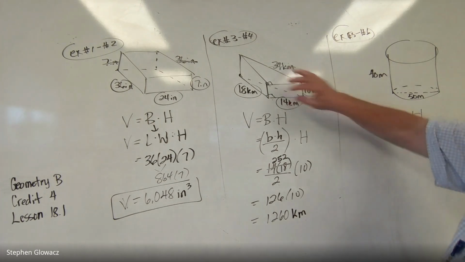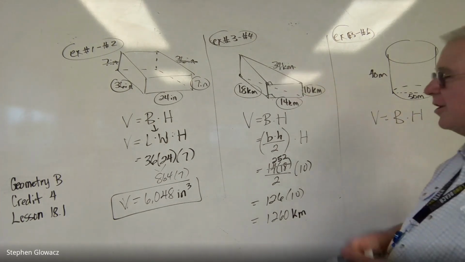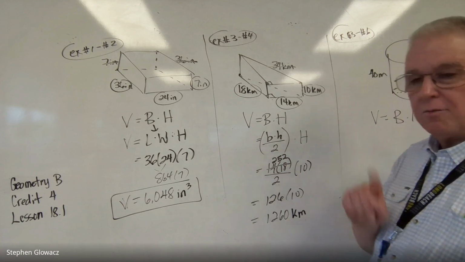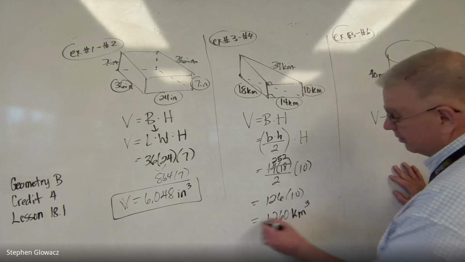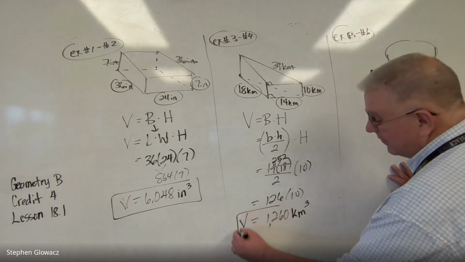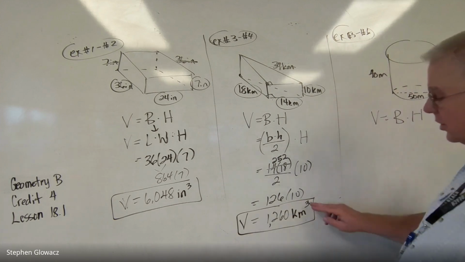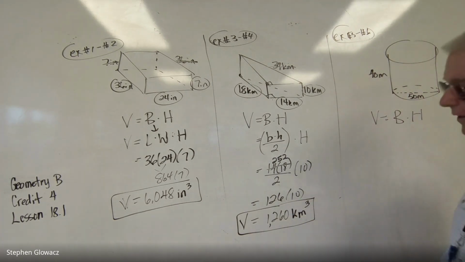So quite a big triangular prism we have here. Kilometers, 1 kilometer is a little more than half a mile. And again, since it's volume, it's in cubic units. So our final answer, 1,260 cubic kilometers is the way you would read that.